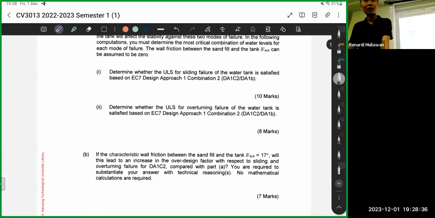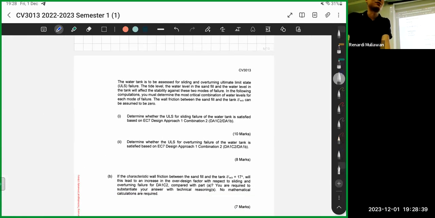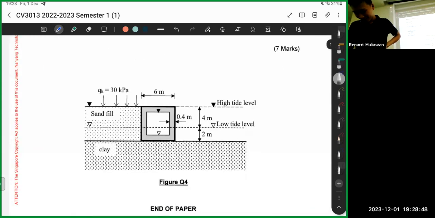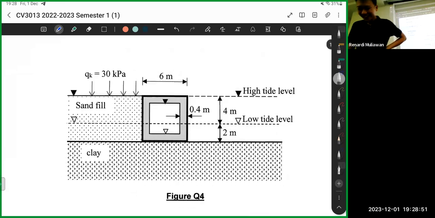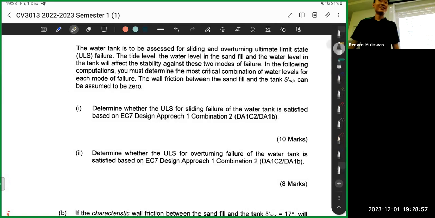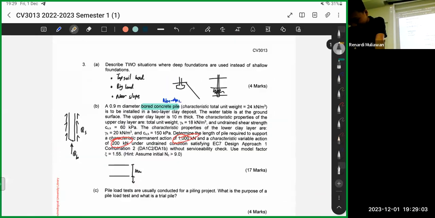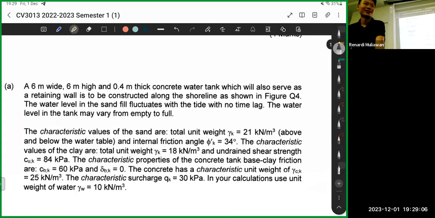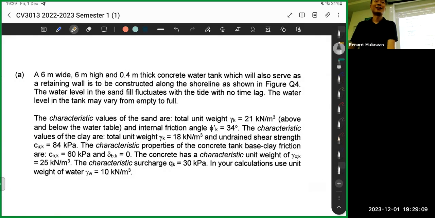Question 4, this one for 22 and 23, this is like the special case. Usually they ask for gravity walls or embedded walls. This one, I don't know what this is, but it's fine. The concept is the same. You just find the active and the passive pressure. That's the key.